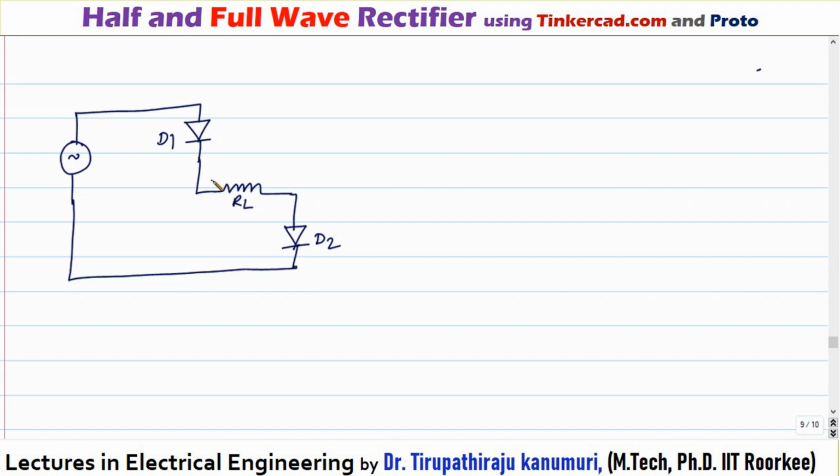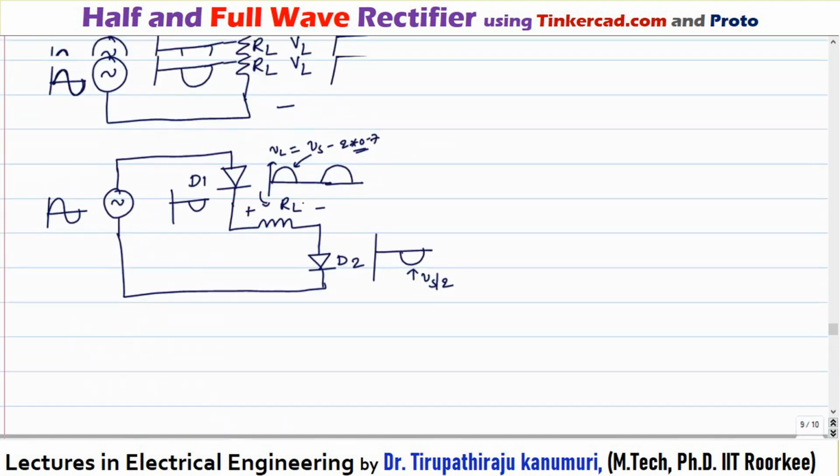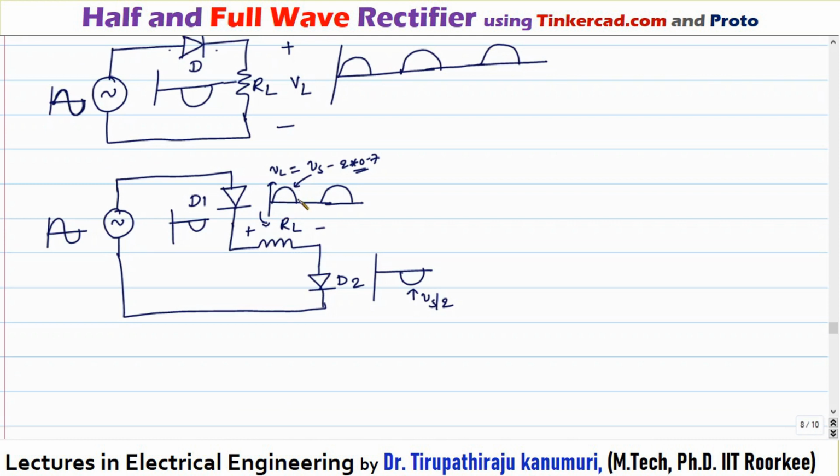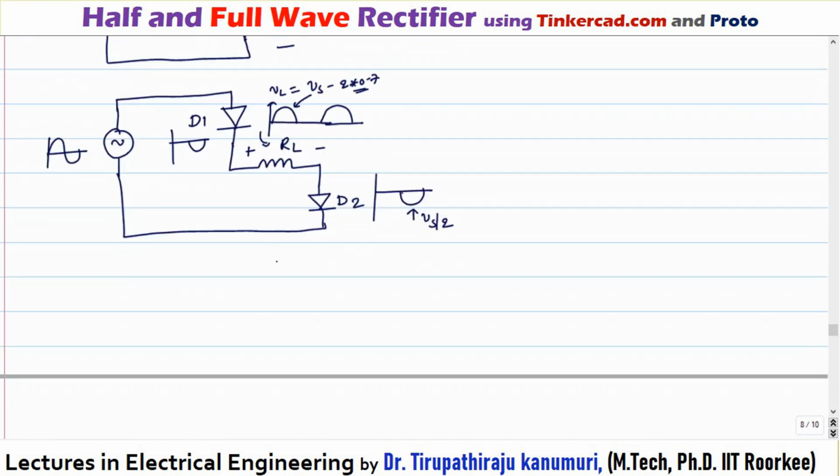But I want my output to appear in both the positive as well as the negative half cycle. You can see here the output is coming only during the positive half cycle. If you reverse these two diodes, that means diodes D1 and D2 are reversed in direction, then this will conduct only during the negative half cycle.